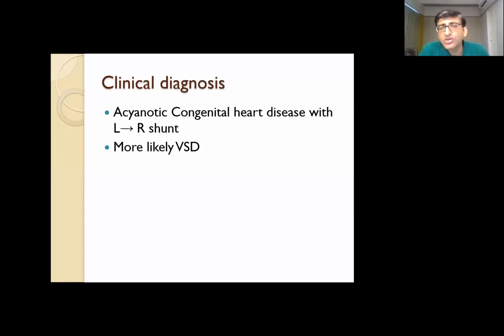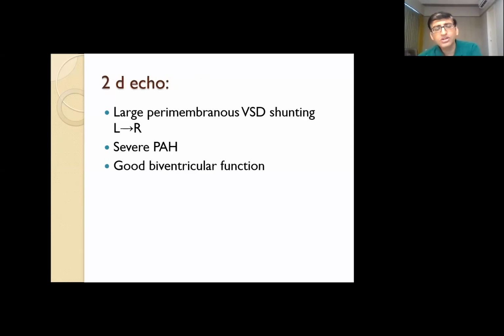This VSD diagnosis is our clinical diagnosis. Echo can have anything else also. So we are not worried about it. But looking at the clinical scenario where we have a 2-month-old sick child, acyanotic child, where we have features of increased pulmonary blood flow, left to right shunt is the common etiology, and among that VSD is the most likely diagnosis because it's the commonest of all. So echo turned out to be a large VSD, severe PAH, and good biventricular function.